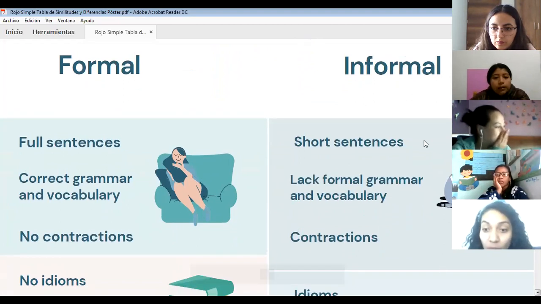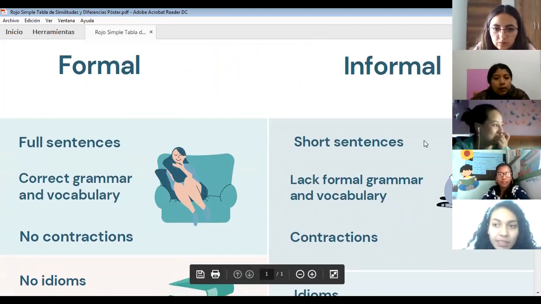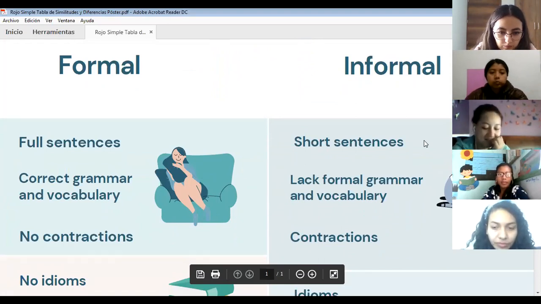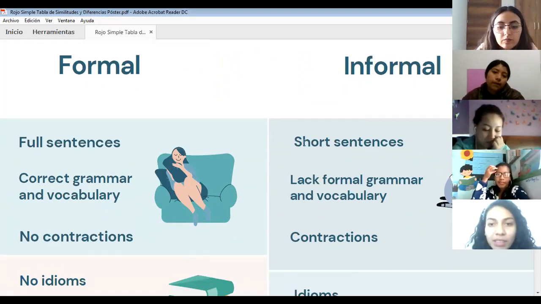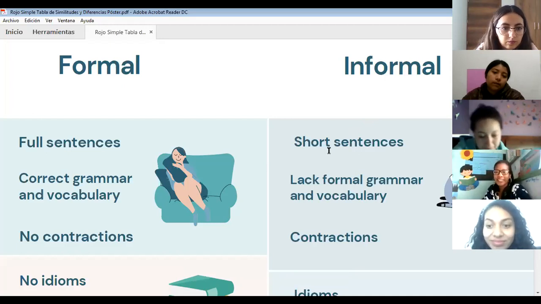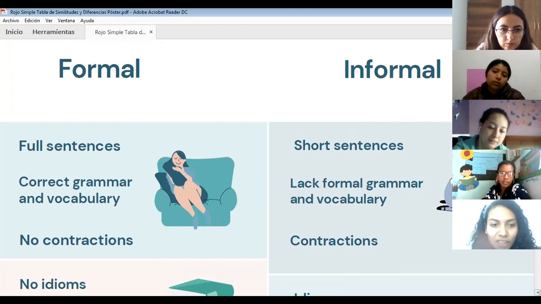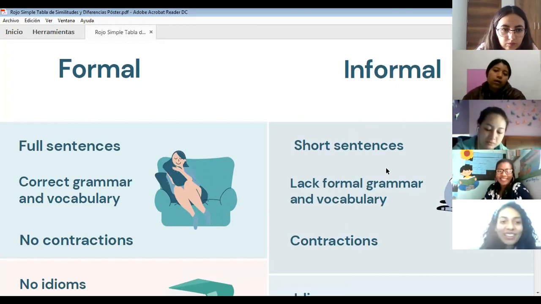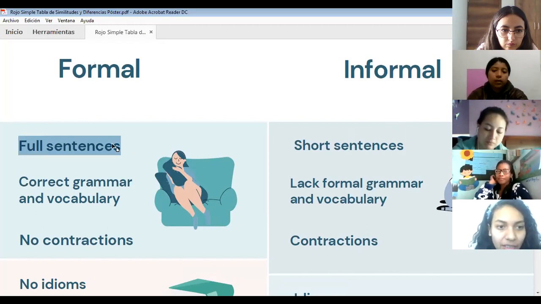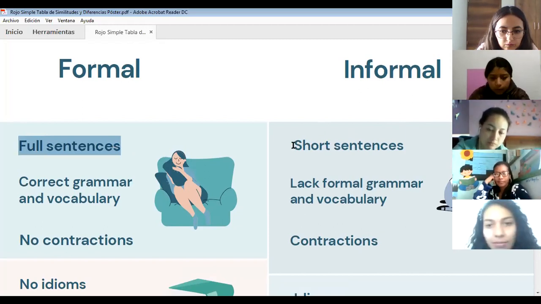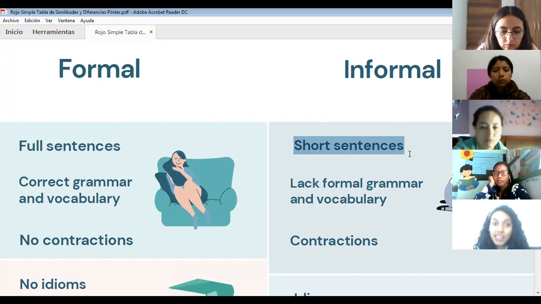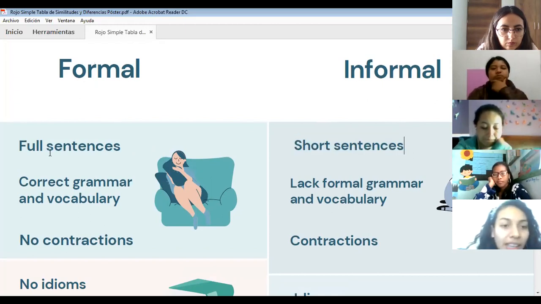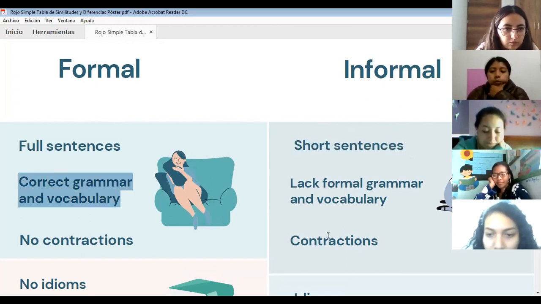So formal, what do we have in formal, Gina? Can you help me, please? Full sentences. And informal? Short sentences, lack of formal grammar, vocabulary, and contractions, idioms. Thank you, girl. So we're going to read it in this way. Formal, full sentences; informal, short sentences. And as you can see, full sentences are like long sentences, and short, okay? Now the second, help me please.